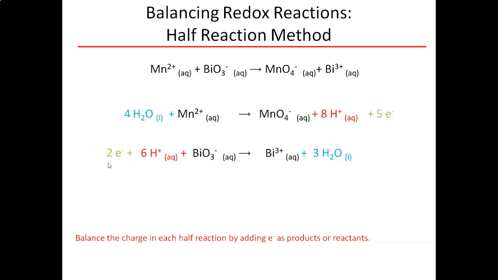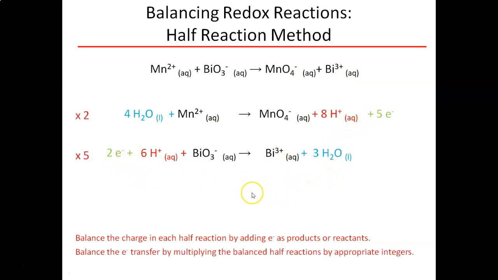Now, I want to combine these two reactions back together because I was looking at balancing my overall reaction. To do that, I have to multiply both reactions by some factor so that the number of electrons gained is equal to the number of electrons lost. If I multiply my first equation by 2 and my second by 5, then my number of electrons gained and lost will be equal.